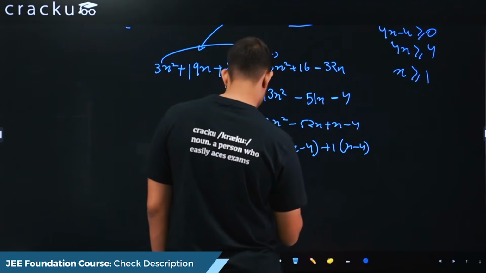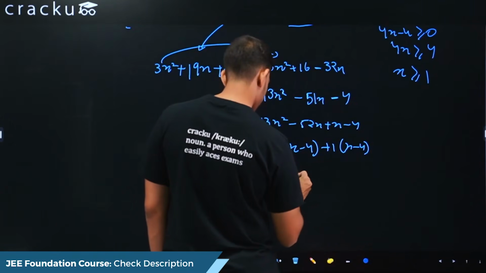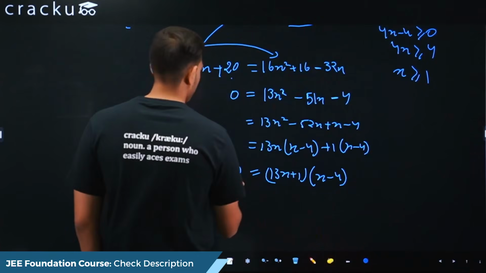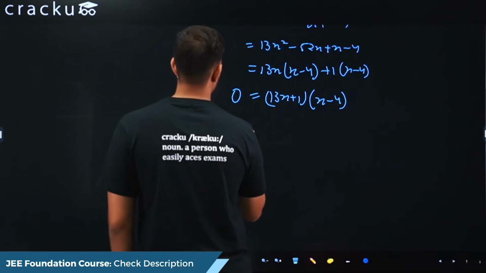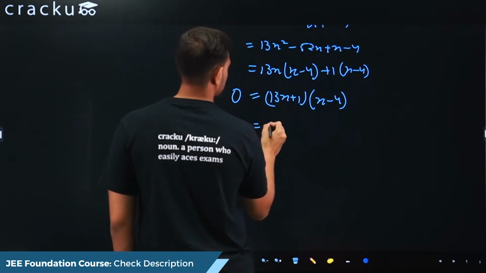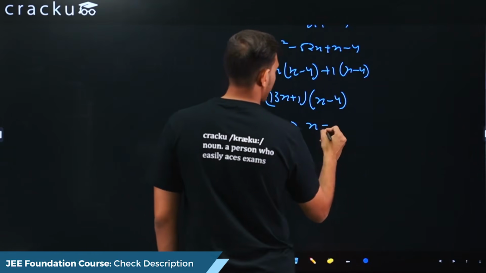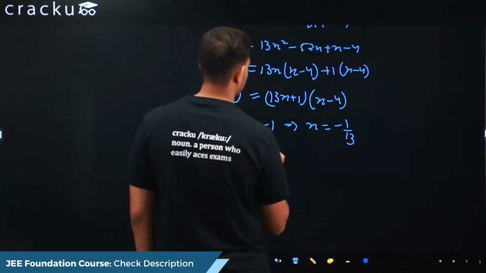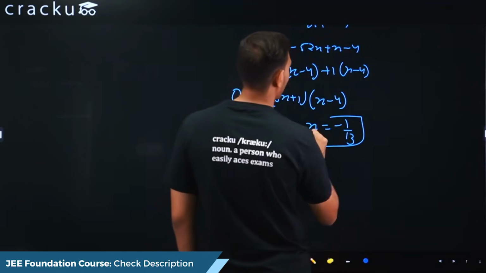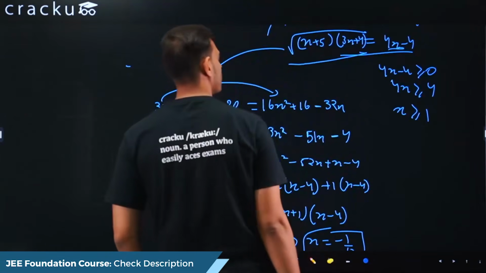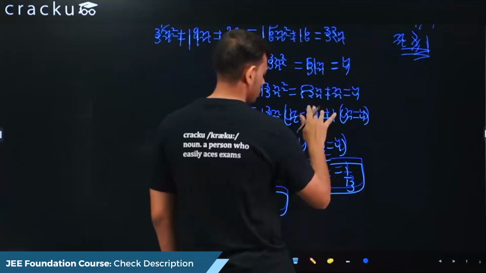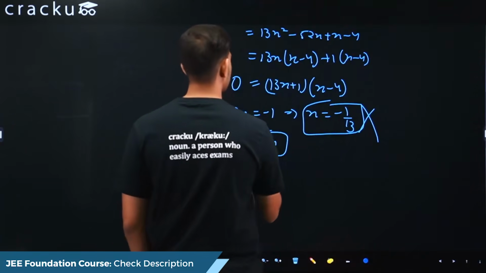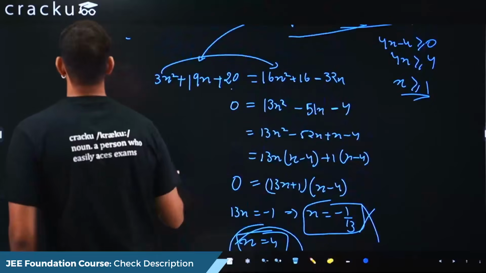The factors are these. Now the two values that I can get of x from here are x equals minus 1 by 13, and x minus 4 equals 0 gives x equals 4. But we already clarified that x should be greater than or equal to 1, so x can never be negative or lower than 1. So the only possible solution is x equals 4.